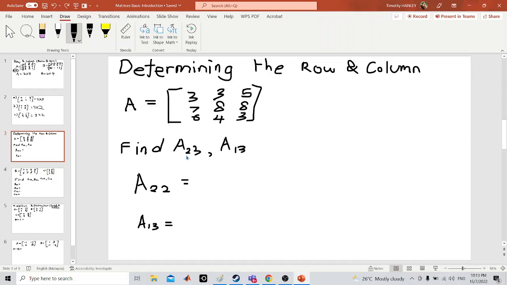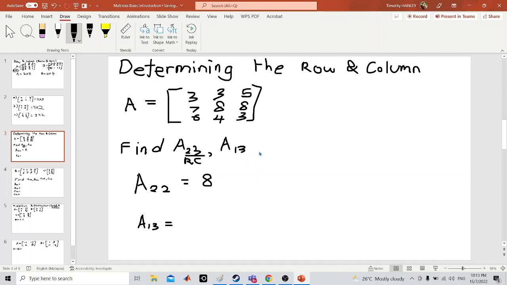Basically it means that it's row and column. So it's the second row and the third column of matrix A. So let's see the second row and the third column. We can see that it touches the number 8, right? So that is the answer for this one.